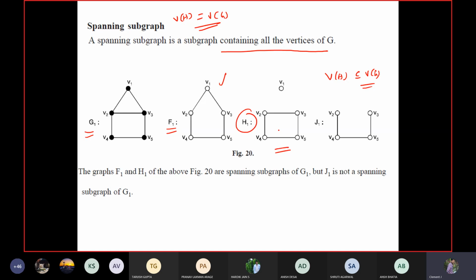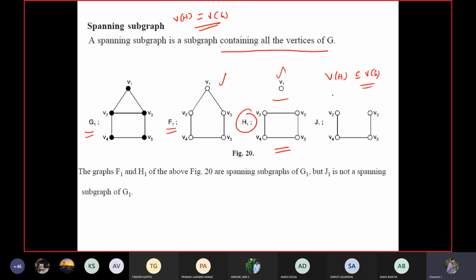Yes or no? Yes is the correct answer, because here you can check the condition. It has to have all the vertices of the original graph. Here it is having V1, V2, V3, V4, V5. So I can clearly say it is a spanning subgraph.